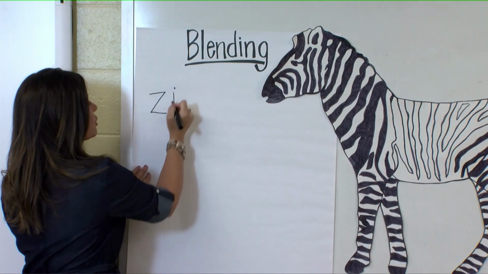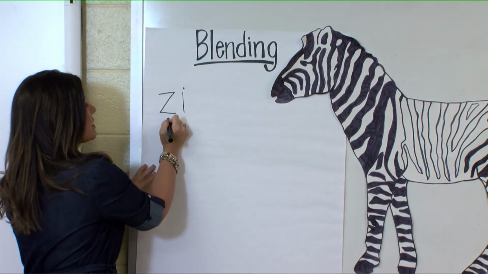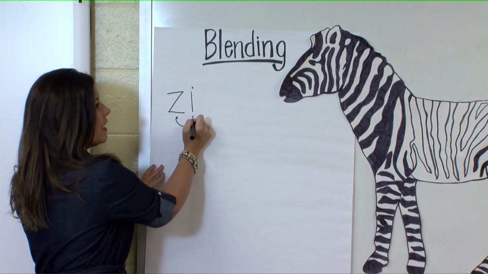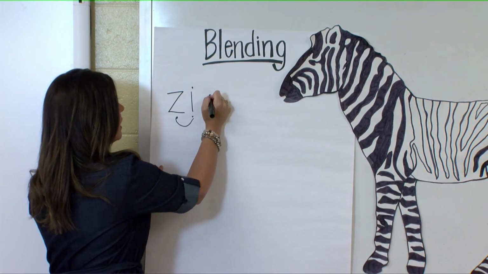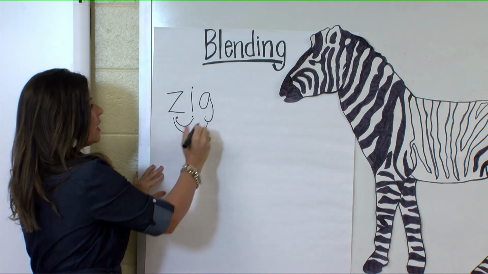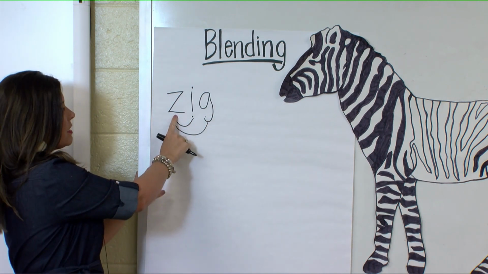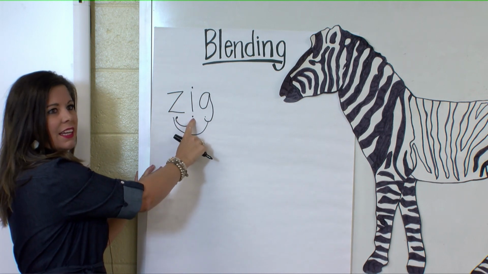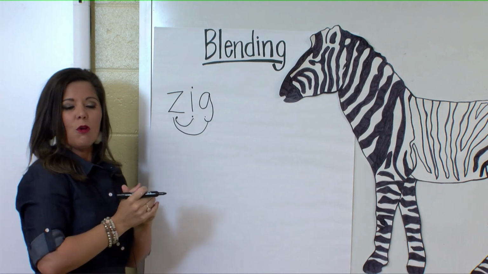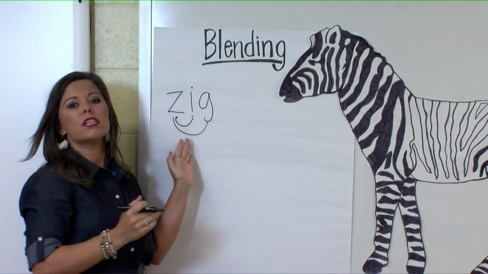I'm going to write my first 2 letters. My first sound is Z, and my middle sound is I. Z, i. Then I'm going to add that final sound, G. My word is zig. Watch me one more time. Z, i, zig. Then I added that final sound, G, zig. Okay? I want you to try some with me.